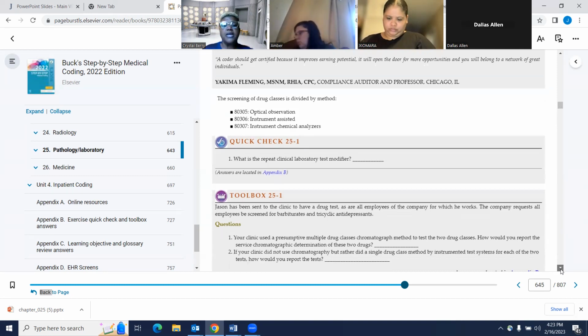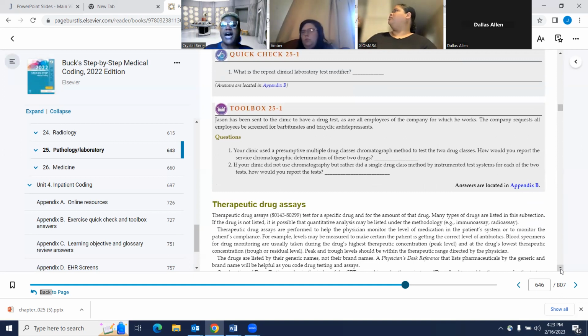Okay. So next, toolbox 25-1. Jason has been sent to the clinic to have a drug test, as are all employees of the company for which he works. The company requests all employees be screened for barbiturates and tricyclic antidepressants. Question: your clinic used a presumptive multiple drug classes chromatograph method to test the two drug classes. How would you report the chromatographic determination of these two drugs?